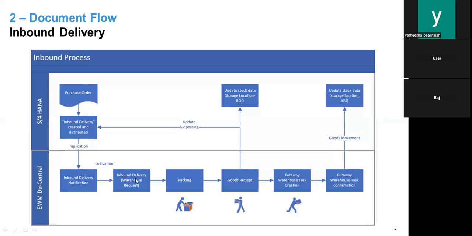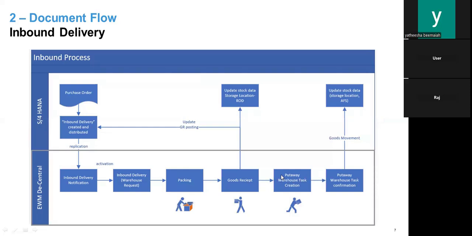Once the inbound delivery is created, the user will perform the packing. Then he will perform the goods receipt. Once the goods receipt is done in EWM, it will update the posting in the S4 system. Then the stock will initially update in the receive on dock storage location. Then the user will create the put away warehouse task to move the product from the goods receipt area to the final high rack. For this, we need to create the put away warehouse task.